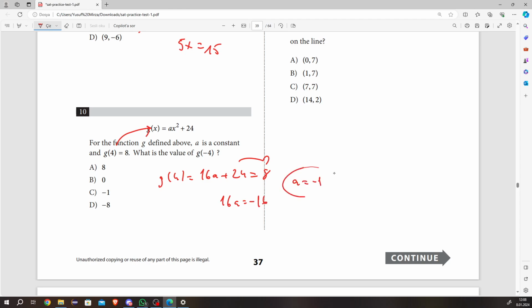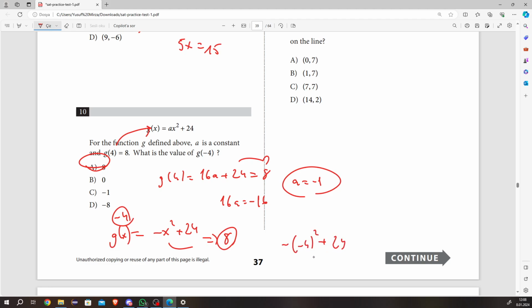So if A is -1, let's put it here, and we have this equation for g(x), and if we put -4 here, we should say 8 is the answer. If we put it there, I can do the math on this side too, as 16.2, and if you do that, it's 8.